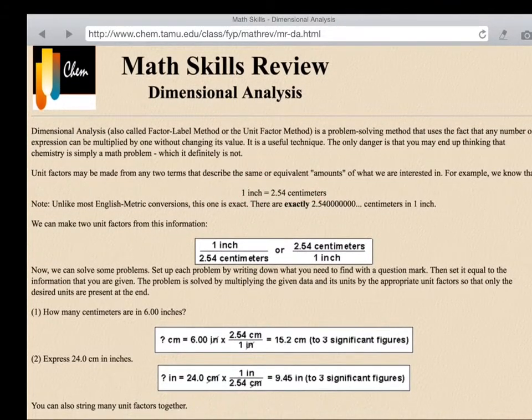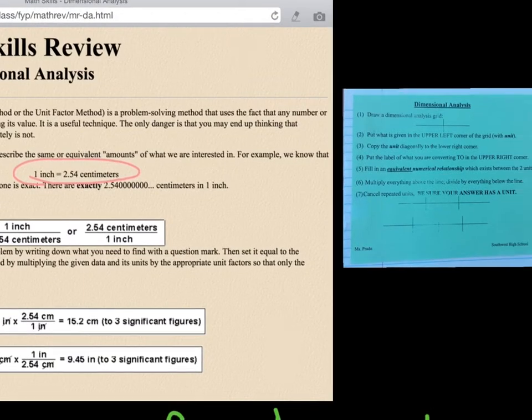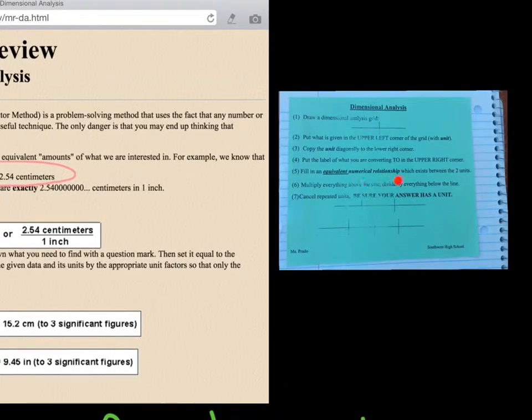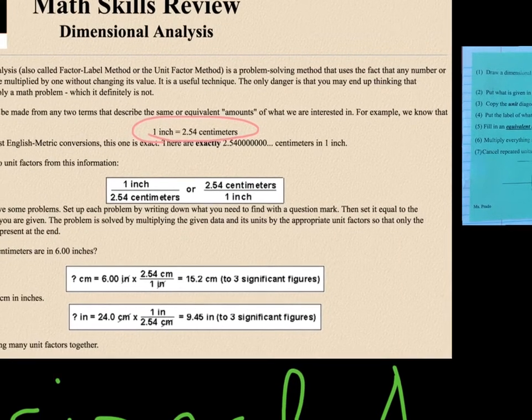It is easy, and you just have to practice it and it'll be fine. Okay, so they give us a basic example of 1 inch equals 2.54 centimeters. That is a numerically equivalent relationship. So what that means is that I can use that in one of 2 ways.